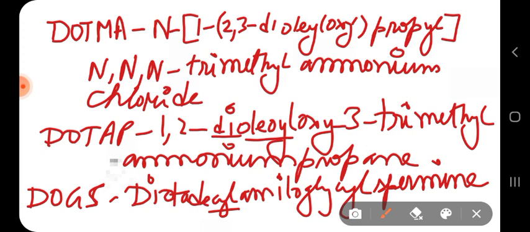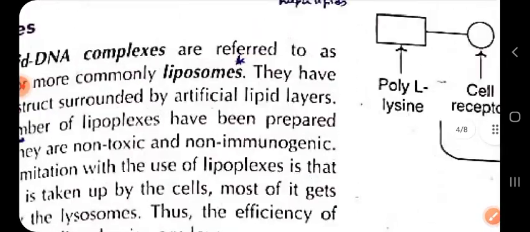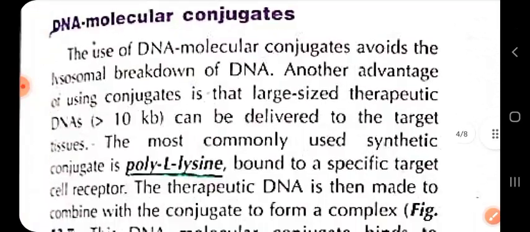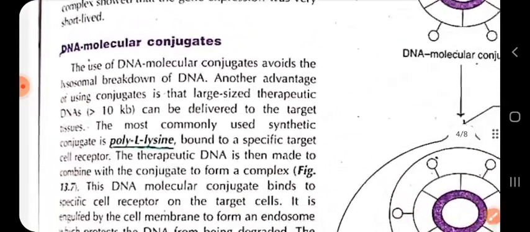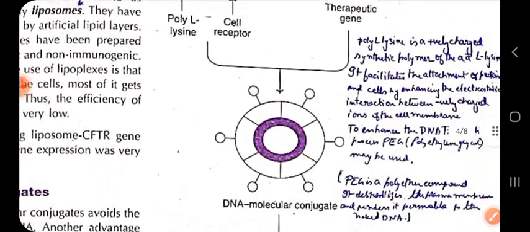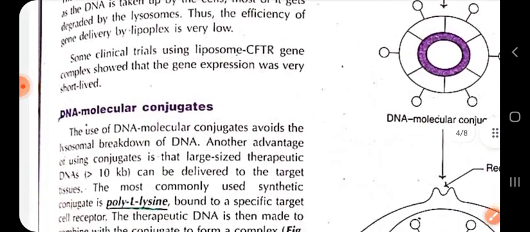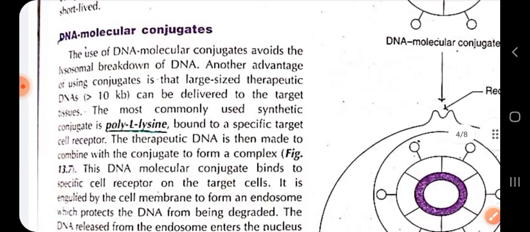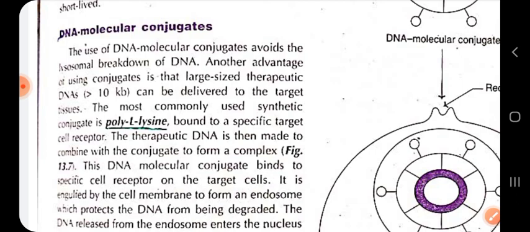So these are some reagents which are employed for making liposomes, for making lipoplex. Okay. Now let us see more about the liposomes. Here we can see how liposomes are being created. Next is DNA molecular conjugates. Okay, so let us see how DNA molecular conjugates are being prepared.